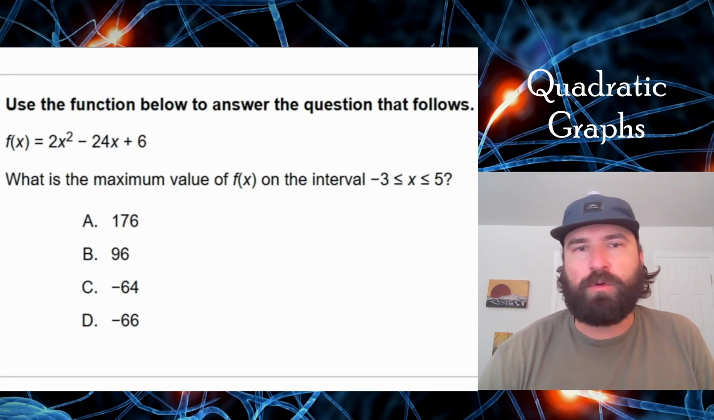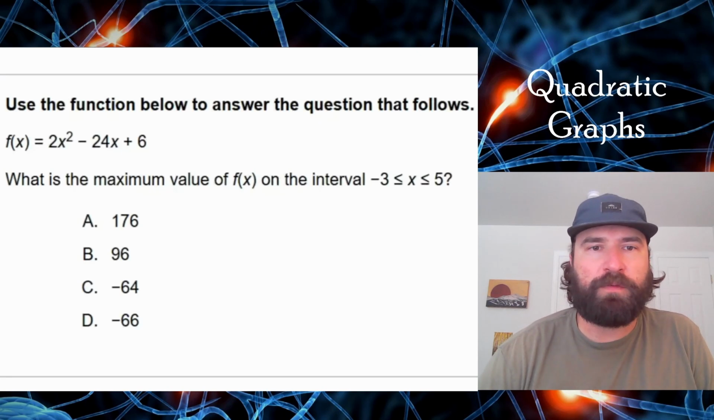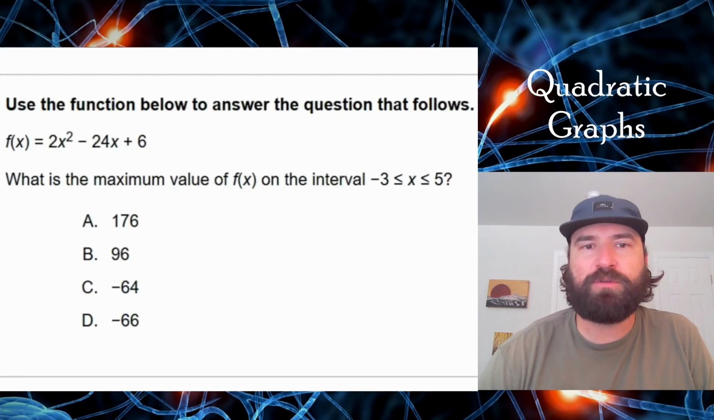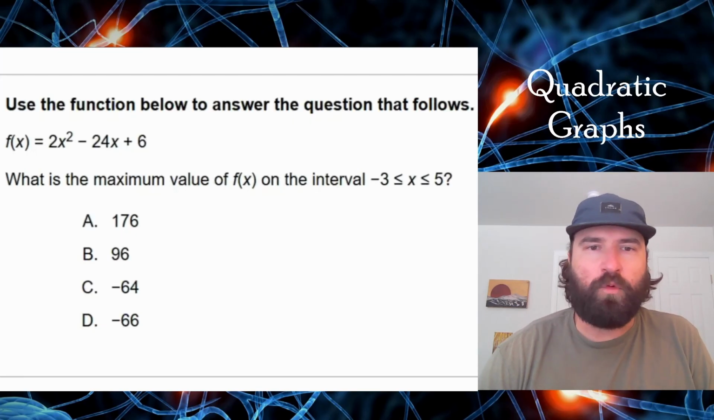All right, let's smash an MTEL question. This one says, use the function below to answer the question that follows. We've got this equation, f of x equals 2x squared minus 24x plus 6. It says, what is the maximum value of f of x on the interval from -3 to 5?